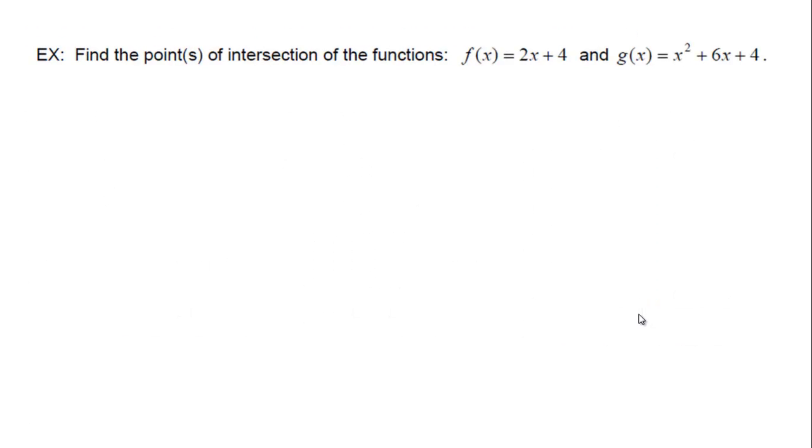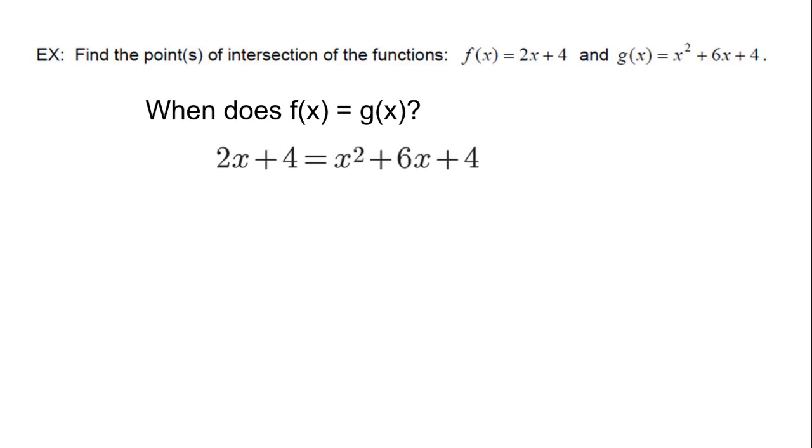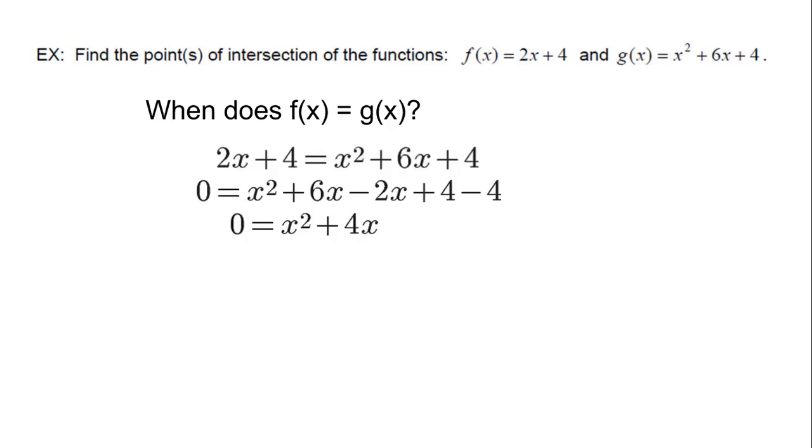So here's a question you can try. You can pause the video and try this on your own. We're just trying to find the point of intersection of the two functions. So we ask the question, where does f of x equal g of x? And we can just set them equal to each other. We have an equation very similar to what we had in the warm-up. If we move everything to the other side, we get 0 equals x squared plus 4x. This actually factors relatively easily.